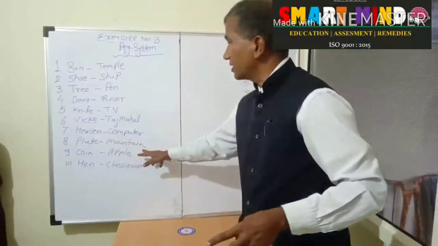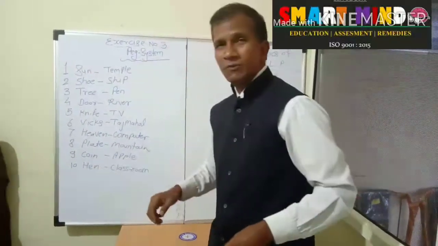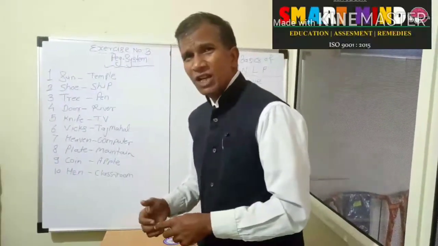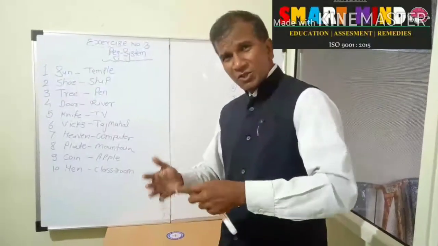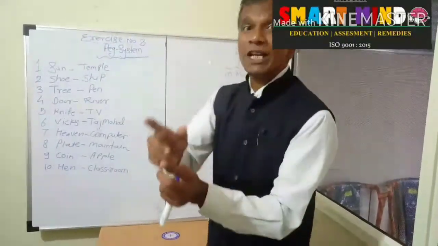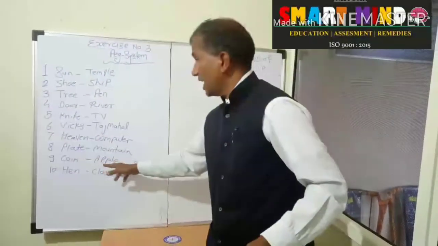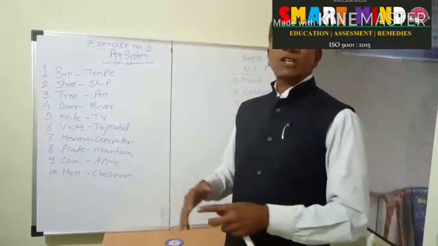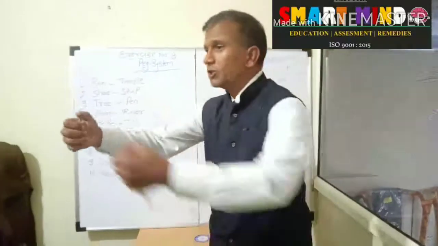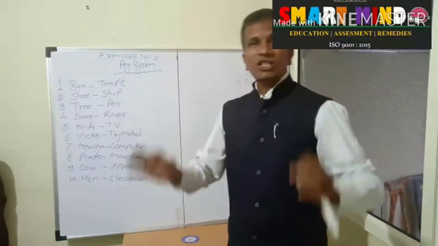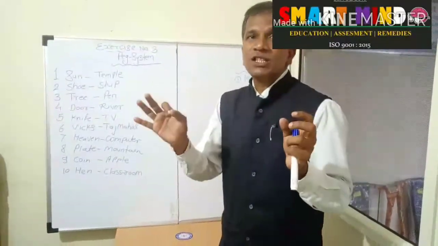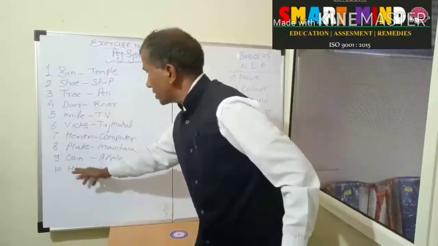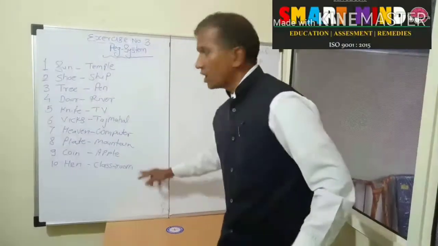Plate, mountain. Coin, apple. You are very hungry. You want to eat the apple. You didn't get the knife. And now, because of hunger, you want to cut that apple with the coin. Coin, apple. You have to connect it. Last is a very beautiful example. Early in the morning, you go to the school, you open the classroom. On each bench, a hen is sitting and waiting for you. Understood? So these are the PEG system and these are the imaginary words.